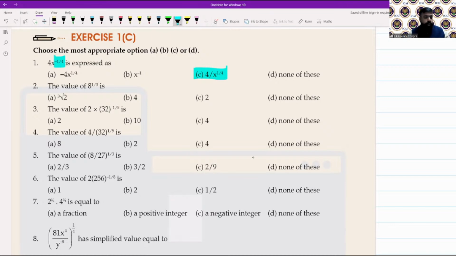So now most of you have given the answers. Option number C for question number 1. That's great. Second one, 8 to the power of 1/3. See, 8 can be written as 2 cube. So 2 cube and the power 1/3. 3 and 3 will get cancelled. And what is left? 2 is left. So your result will be 2.